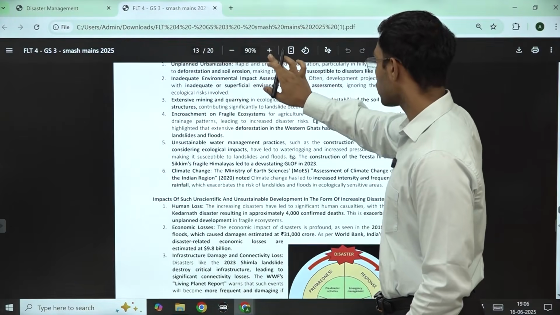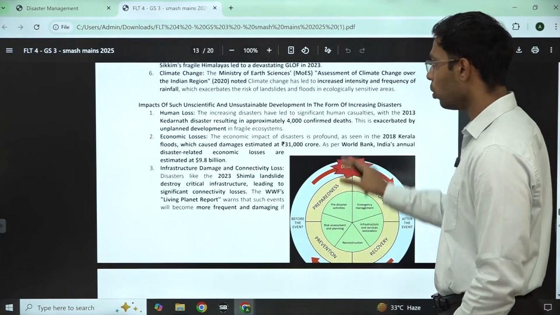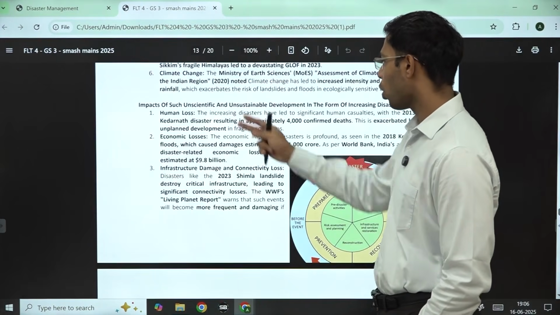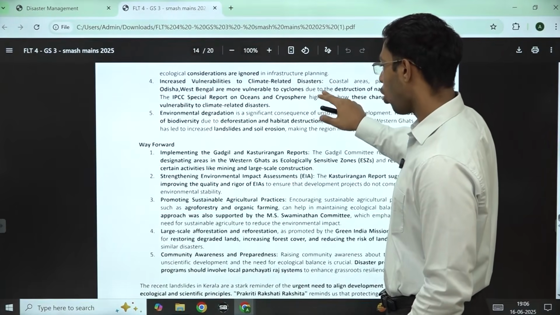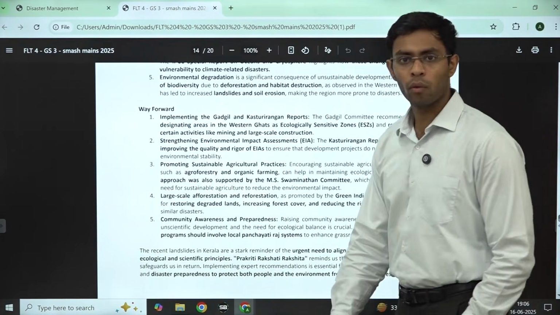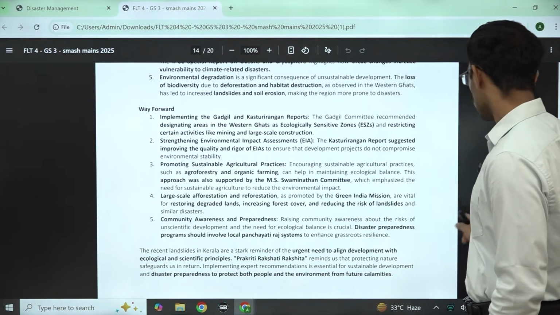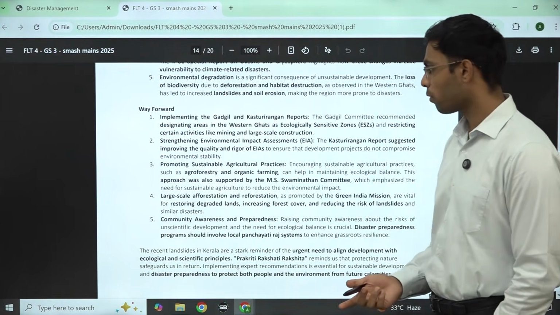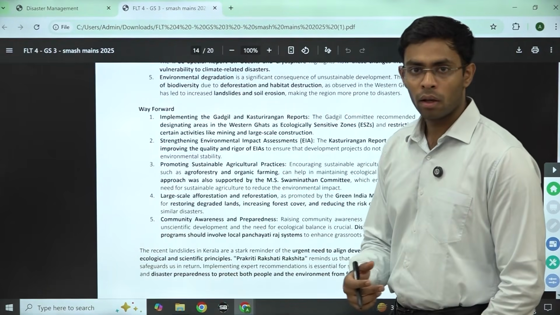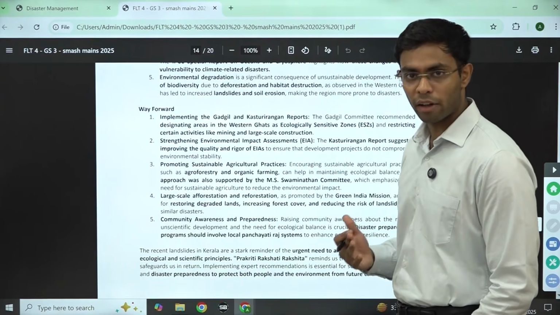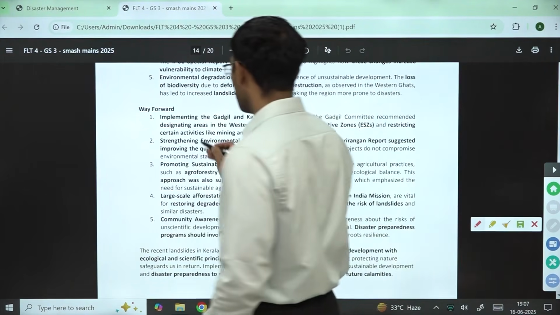So you write impacts of such unscientific practices in the form of increasing disasters. Draw this diagram if you want to. It's a good validation material. Human loss, economic losses, infrastructure damages, right? And then obviously this answer is not complete without mentioning the way forward, because this is essentially what the examiner is looking for. Everybody knows that there is a problem in the environment. We have not paid much attention to ecology, and that's why these disaster events have happened. That everybody knows. You have given some nice data and facts on that, but now what we are looking from you is to give a solution. So what is the way forward is going to be very important.